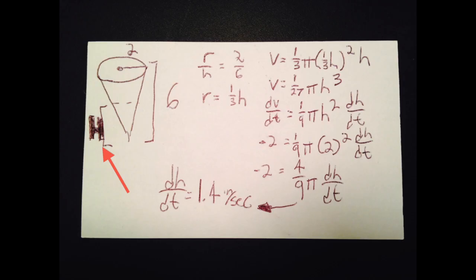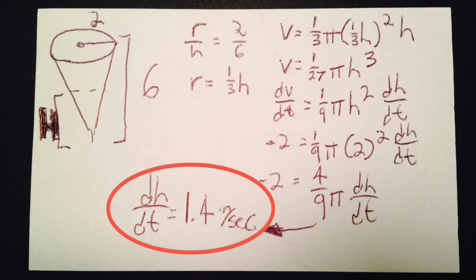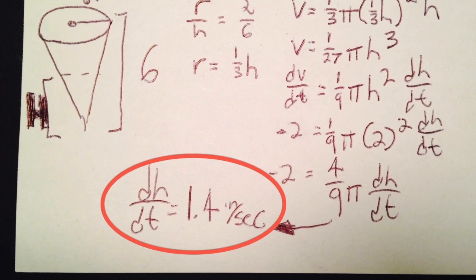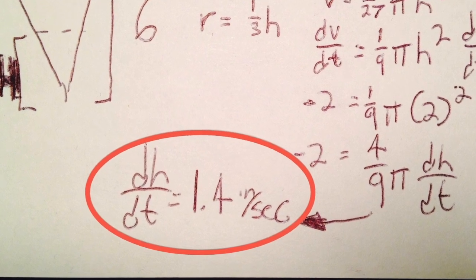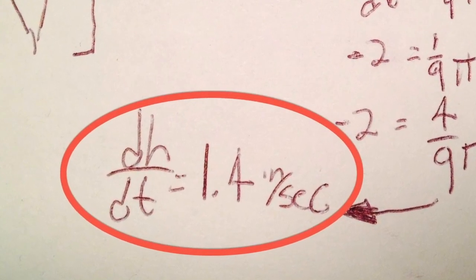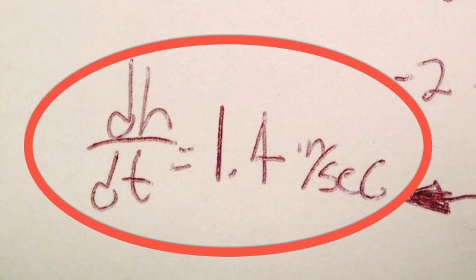Step number 1. Remember, we're trying to find the height of the liquid over different times. To find that, we need the radius, which is 1/3 h. Then, we plug that into our volume equation that we've calculated. Now we derive, and then we plug the numbers into what we've derived. Then, with some simple simplifying, we have our answer. It is adjusting at 1.4 inches per second.